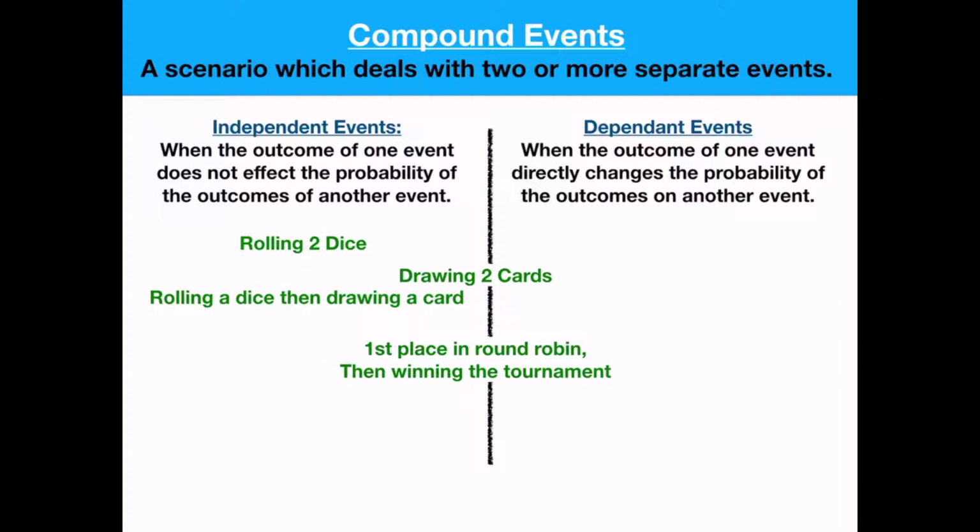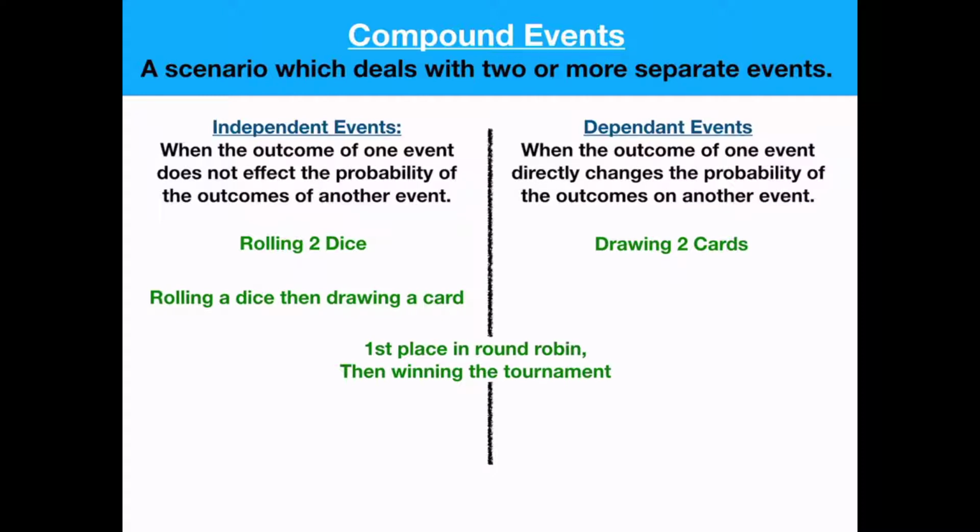Rolling a dice and then drawing a card, very similar, right? The dice doesn't talk to the cards. The cards are just still a full deck of cards. Nothing's changed with those deck of cards based on what happened with the dice roll. Whereas drawing 2 cards, after I've drawn the first card or dealt the first card, there's now less cards in the deck. So the probabilities have changed based on which card came out.